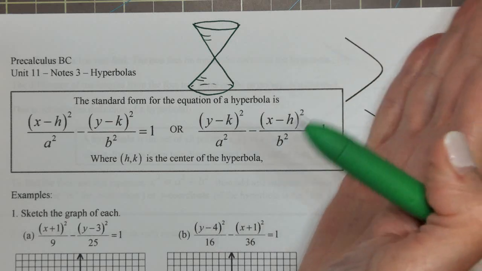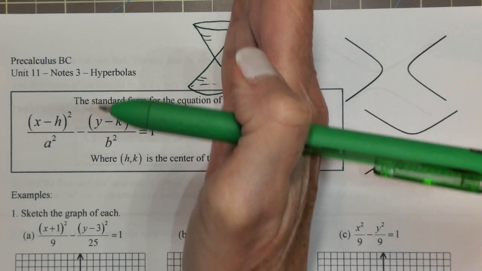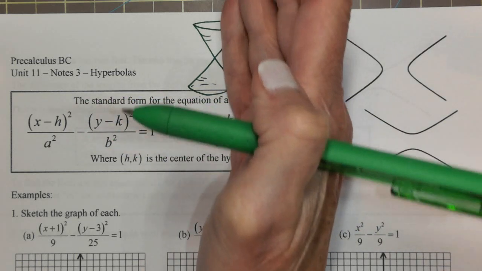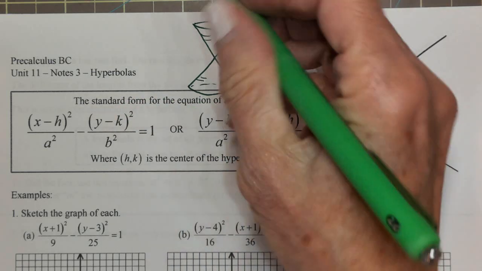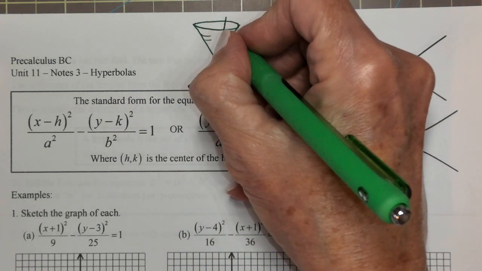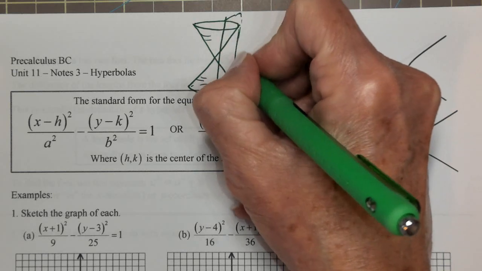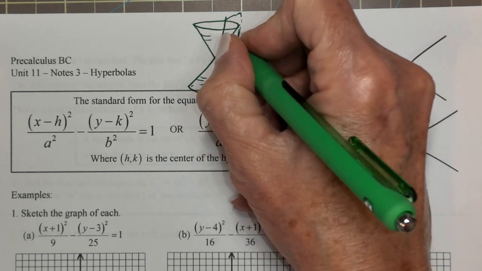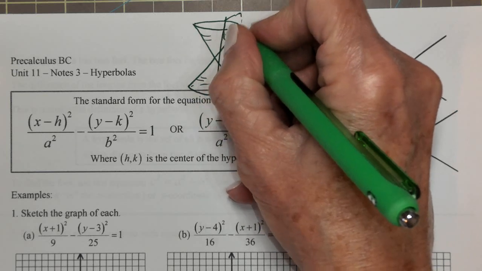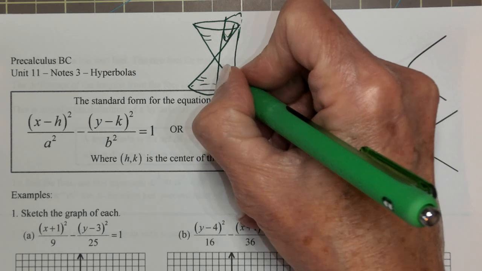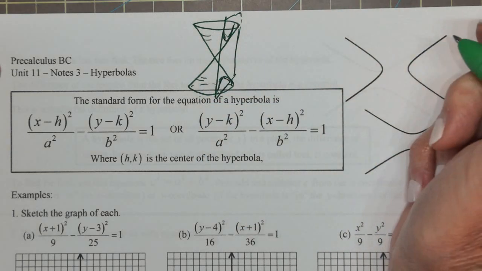If a plane intersects both of these cones, it doesn't have to be completely perpendicular to the floor or to the ground. Any kind of slanted plane, if it intersected this, where it intersects, it would form this hyperbola. I don't know if you can envision that, but that's how a hyperbola is formed.